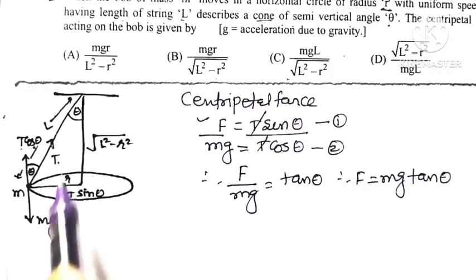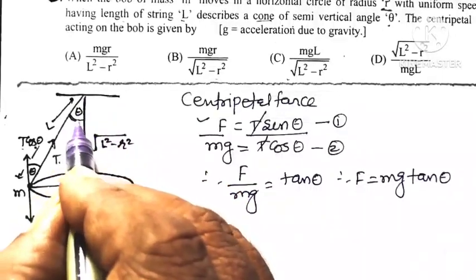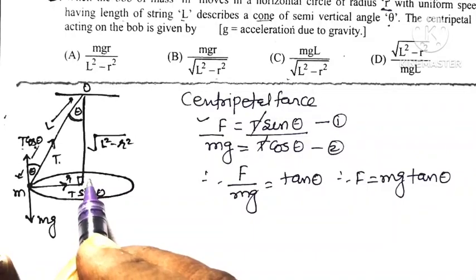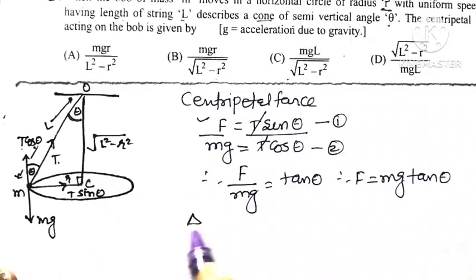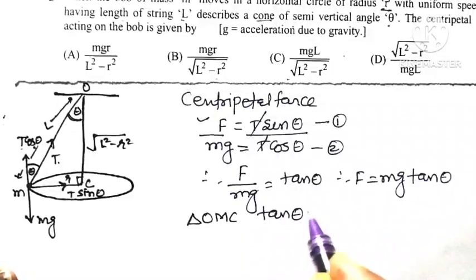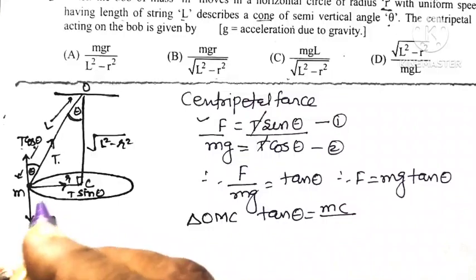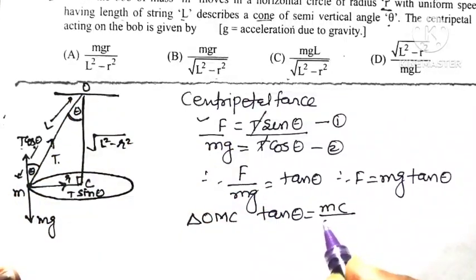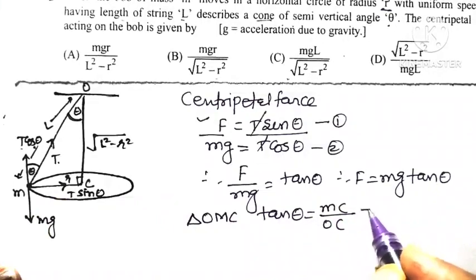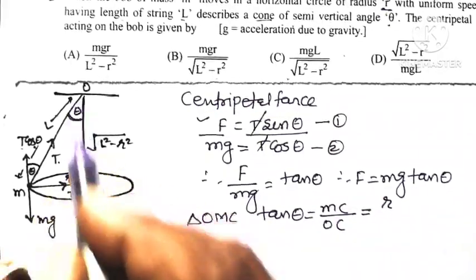Now let us look at the triangle. So here is the triangle, and I will give the names O, M and C. In right angle triangle OMC, tan theta is the opposite side MC divided by the adjacent side OC. What is the length of MC? It is nothing but the radius of the circular orbit R, divided by OC.